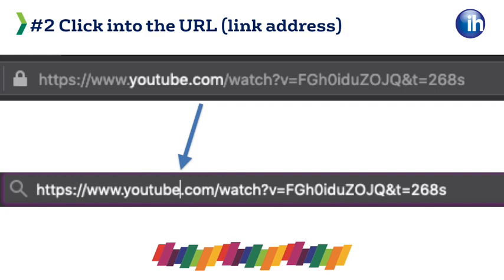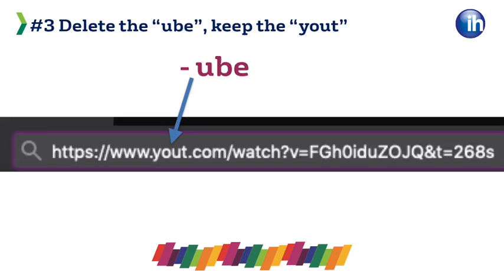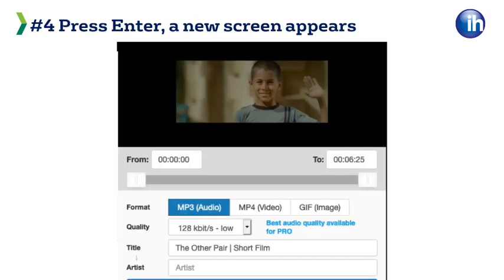And so that's the second step, to get in there. If you didn't get by the E right away, well, you can use the arrow keys to go forward or backwards, but what you're going to do now is you're going to delete the U, the B, and the E from YouTube. So delete the UB, keep the UT. Fourth step, press Enter, and you'll be brought to this new screen.